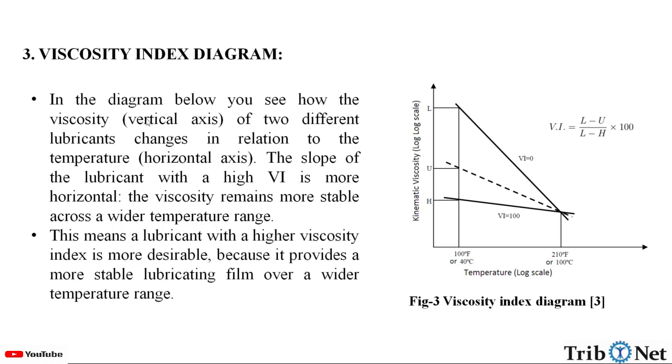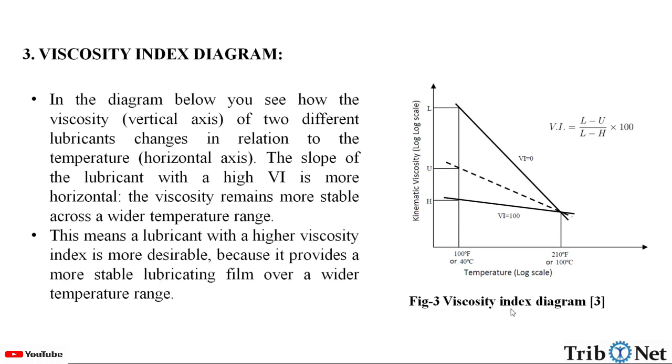What is a viscosity index diagram? In this diagram, we can see how the viscosity, which is on the vertical axis, of two different lubricants changes in relation to the temperature, which is on the horizontal axis. The slope of the lubricant with a high viscosity index is more horizontal, and the viscosity remains more stable across the wider temperature range. This means a lubricant with a higher viscosity index is more desirable because it provides a more stable lubricating film over a wider temperature range.